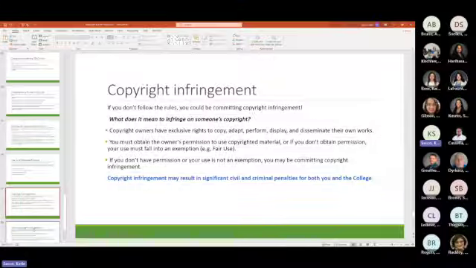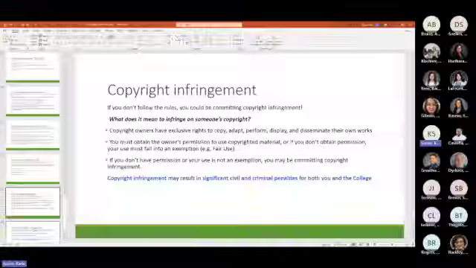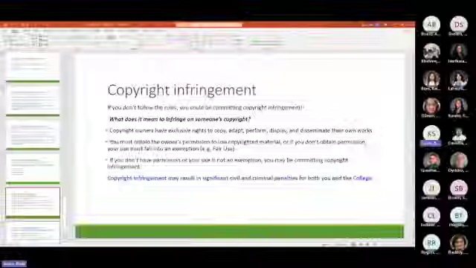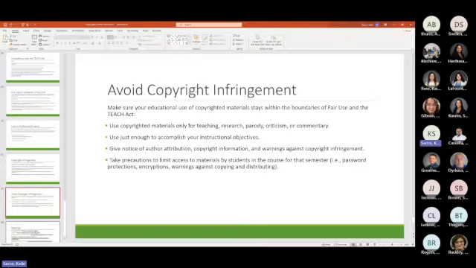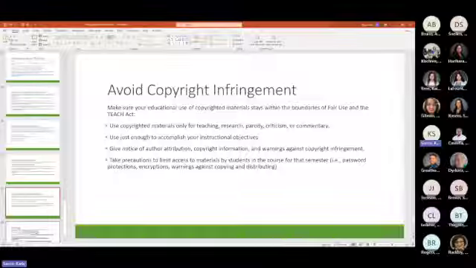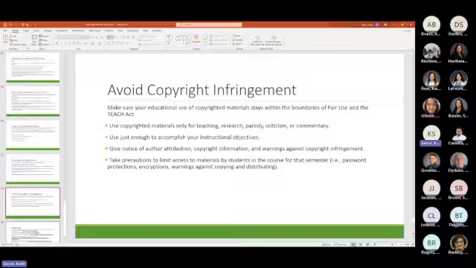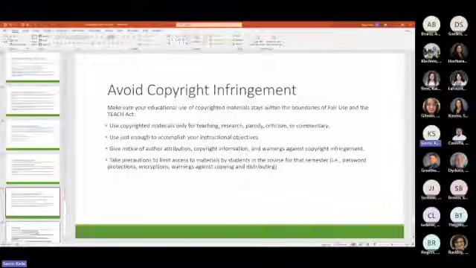So obtain the owner's permission to use the copyrighted material. If you don't obtain permission, it needs to fall under those exemptions. All right. So you want to make sure that educational use of copyrighted material stays within the boundaries of fair use and the Teach Act. So use copyrighted materials only for teaching, research, etc. And use only enough to accomplish your instructional objectives. Make sure you give the author attribution and take precautions to limit access to materials by students in the course for just that semester.